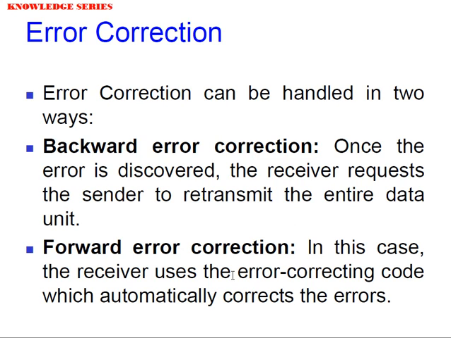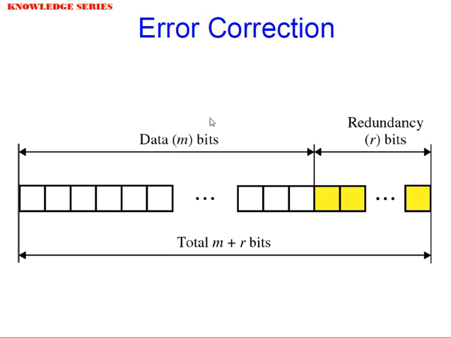In error correction, for correcting the error, one has to know the exact position of the error. That is very important, because if you don't know the exact position of the bit, locating it is tiresome. So to locate the bit in error, redundant bits are used as parity bits for error detection. That means you are sending data bits, and along with that you are sending redundant bits, M plus R, where M is the data bits and R is the redundant bits. This M plus R you are able to transmit.